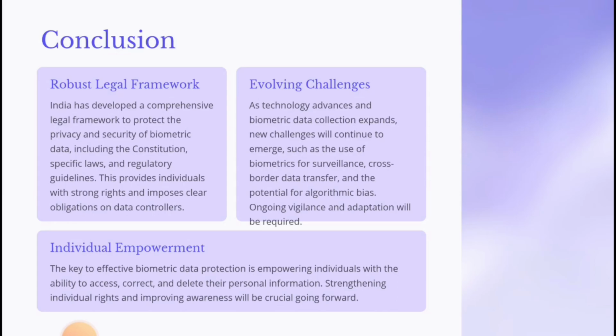Evolving challenges. As technology advances and biometric data collection expands, new challenges will continue to emerge, such as the use of biometrics for surveillance, cross-border data transfer, and the potential for algorithmic bias. Ongoing vigilance and adaptation will be required. Individual empowerment. The key to effective biometric data protection is empowering individuals with the ability to access, correct, and delete their personal information. Strengthening individual rights and improving awareness will be crucial going forward.